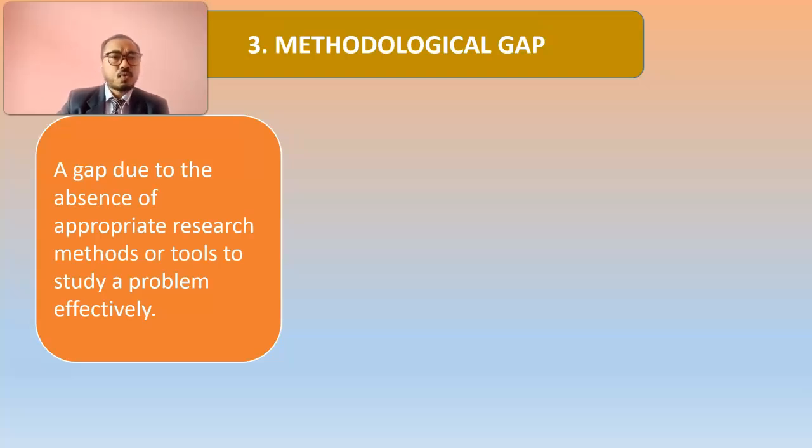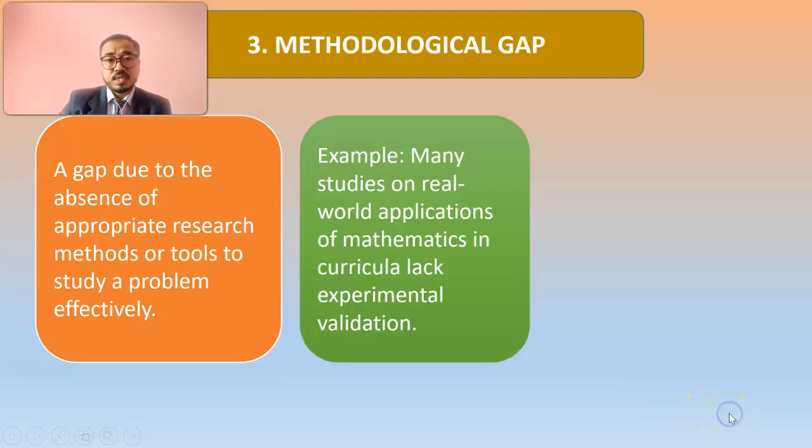But if we do quantitative research work, then the required data may not be fulfilled. So there may be some gaps. This is called methodological gap. According to the research work, we need to choose our methodology. For example, many studies on real-world applications of mathematics in curricula lack experimental verification. To study the application of mathematics, we should be able to connect what we are studying in mathematics with the real-world application.